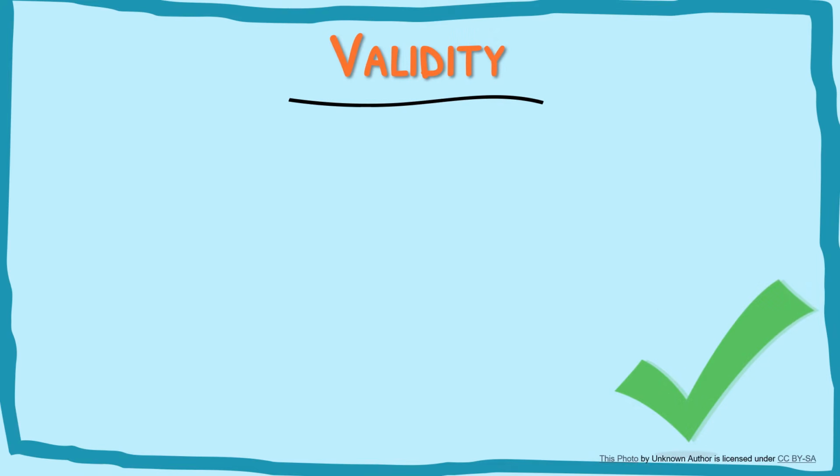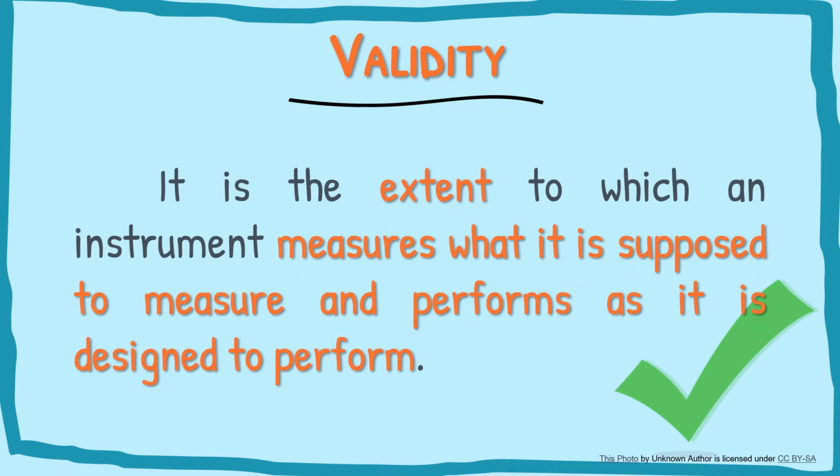The second characteristic is validity. It is the extent to which an instrument measures what it is supposed to measure and performs as it is designed to perform. It can be external validity or content validity. As a process, validation involves collecting and analyzing data to assess the accuracy of an instrument.